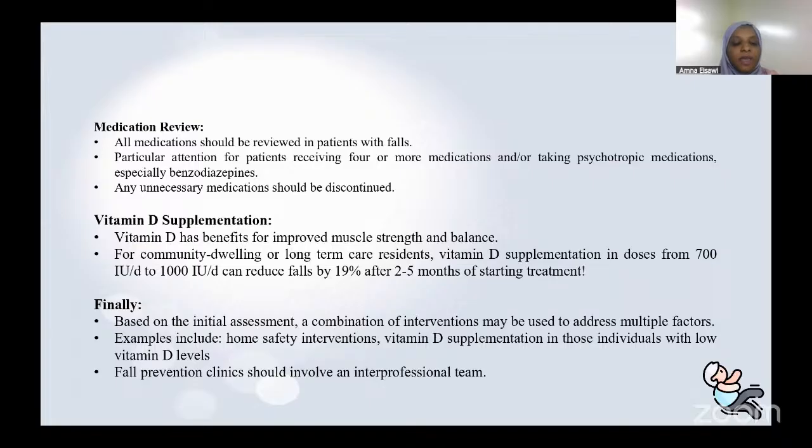Okay. Now, fall prevention clinics, which really would be a great asset for community care centers. Fall prevention clinics should involve an interprofessional team, so an occupational therapist, pediatrician, physician, neurologist, even for the medication review, pharmacists, and a wide variety of professionals would really need to get involved in this.